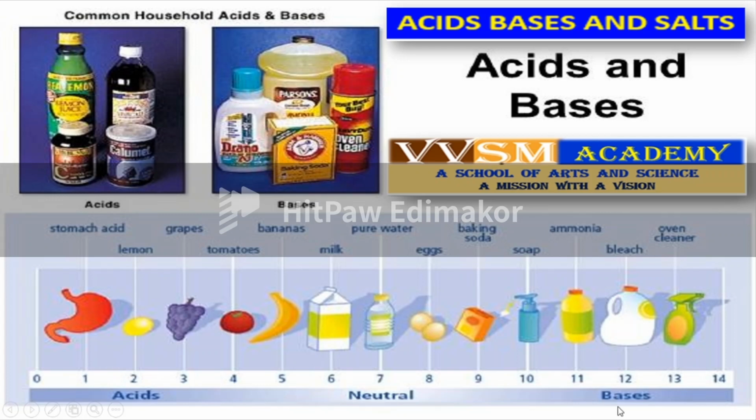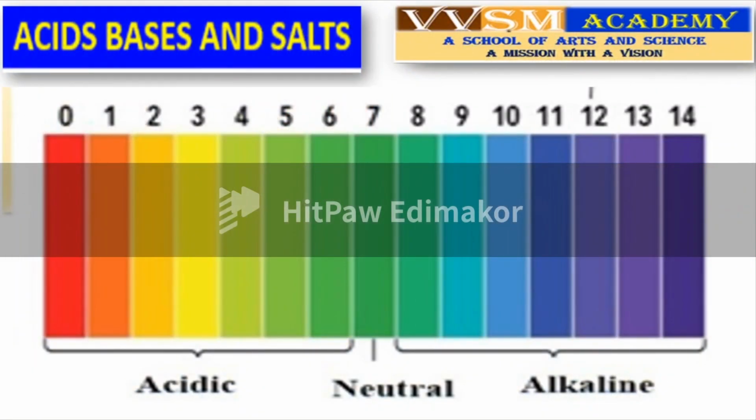Neutral, and bases from 7 onwards to 14 ranges. It is the range. The whole scale is called the pH scale. So my dear friends, this is very good information as far as chemistry is concerned. Now we will pass on to acids, bases, the colors, pH paper. What is pH paper? What is pH?